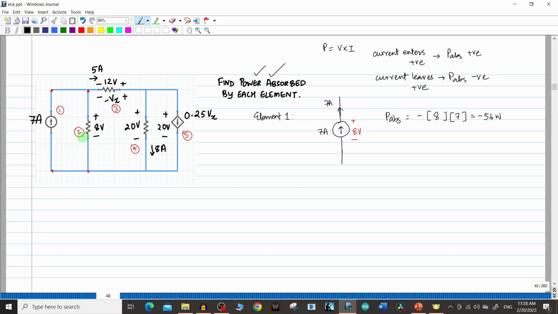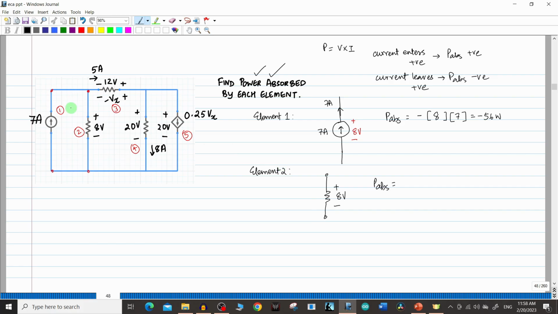So now let's take element number 2. So element number 2 is a simple resistor. So I'll take that here. So this is plus or minus 8 volts. The value of the resistor is not given because that is not required at this point of time. Now you have to find the power absorbed, right? So power absorbed, you know that will be voltage into current. You know the voltage, so you have to find what is the current through this resistor.